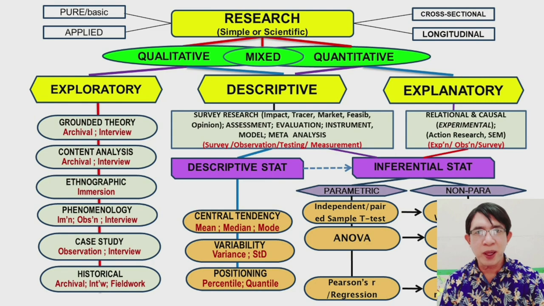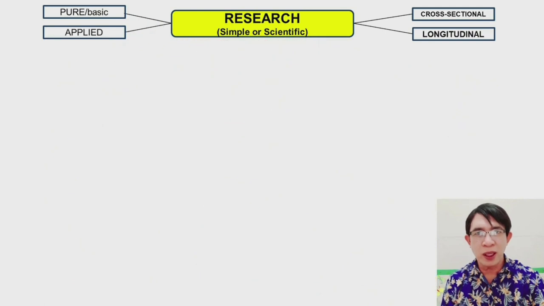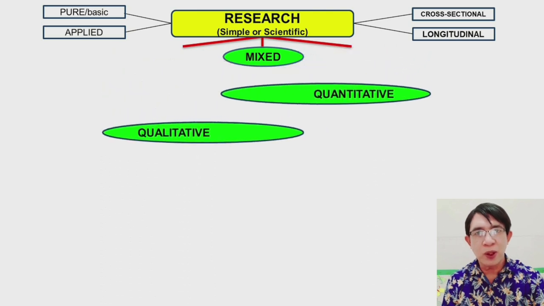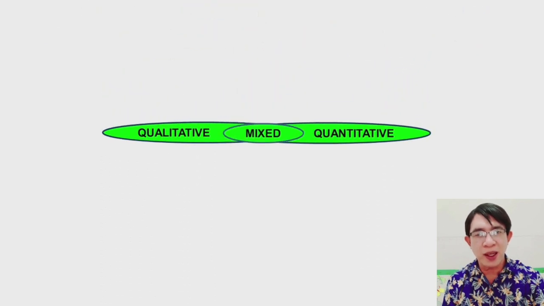This is a research spectrum that presents a snapshot of the entirety of this lecture series. In series 1 to 3, the first tier or level was presented, particularly the meaning, nature, and classifications of research. Simple and scientific researches were contrasted, as well as pure and applied research and cross and longitudinal researches. For series 4 to 6, the second tier, which is research method, shall be discussed.